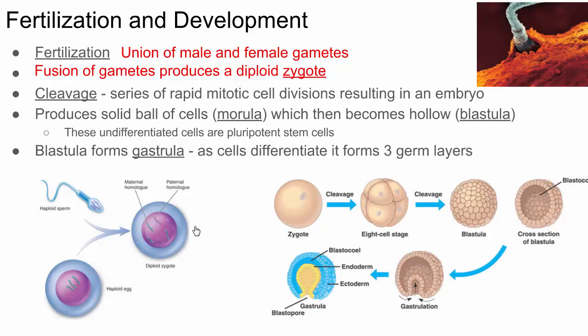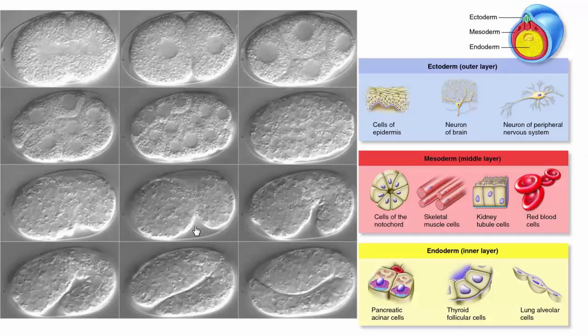The 3 layers are called the endoderm, the mesoderm, and the ectoderm. Endo meaning inside, ecto meaning outside, meso meaning middle.